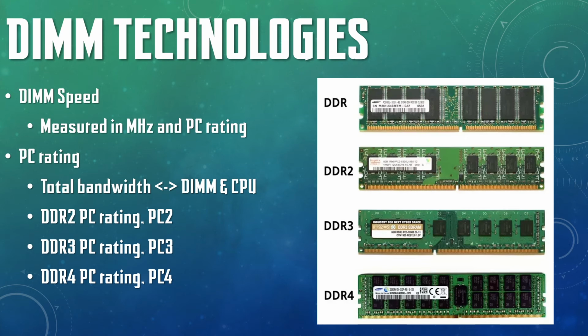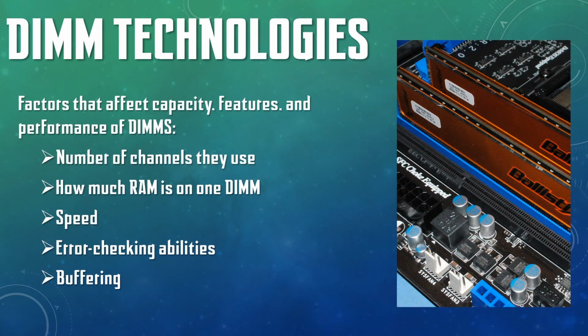Total bandwidth. We used to have these ratings for it. It was really obnoxious. You'd say, what kind of memory do I need for this Dell Optiplex 990? And they'd be like, you need PC2. And you're like, I guess that's DDR2. Yeah, that is DDR2. You'd look up and try to find the speed, etc. It's obnoxious.